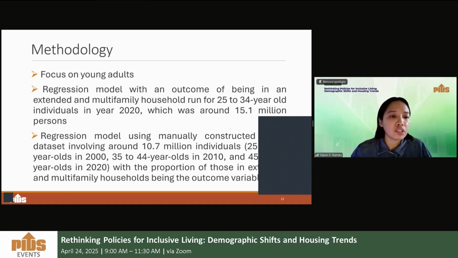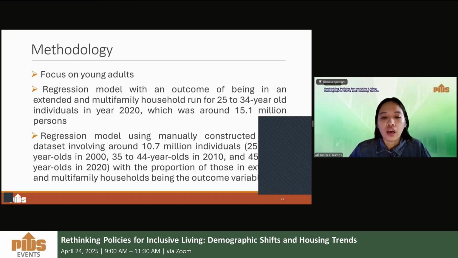So I will be presenting two of the regression models that we developed in the study. The first one I will be presenting has an outcome of being in an extended and multifamily household. It was run for 25 to 34-year-old individuals in 2020, which were around 15.1 million persons.